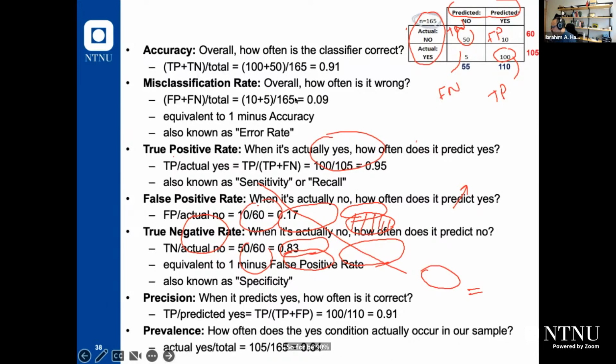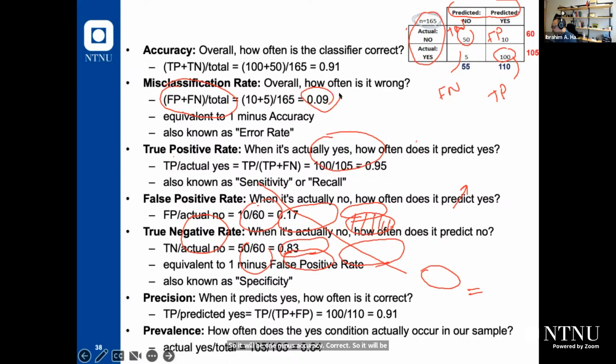Misclassification rate is how often it is wrong. So it will be false positive plus false negative. This is the error, right? This is the prediction error, or classification error. So it will be false positive plus false negative divided by total. So it will be 1 minus accuracy, correct? So it will be this number.